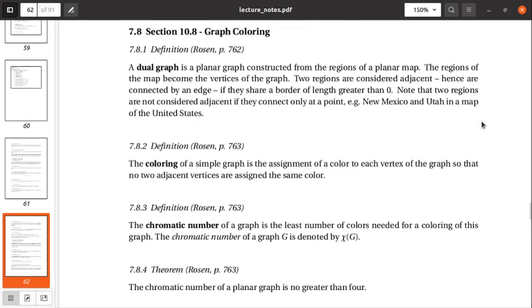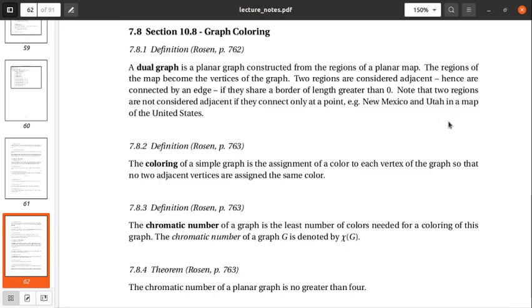Let's see if we can finish this section, and then we'll call it a day. Okay, so next definition. A dual graph is a planar graph constructed from the regions of a planar map. So the regions of the map become the vertices of the graph. 2 regions are considered adjacent, hence are connected by an edge, if they share a border of length greater than 0. Note that 2 regions are not considered adjacent if they connect on a point. For example, New Mexico and Utah on a map of the United States. So this is what I was talking about before.